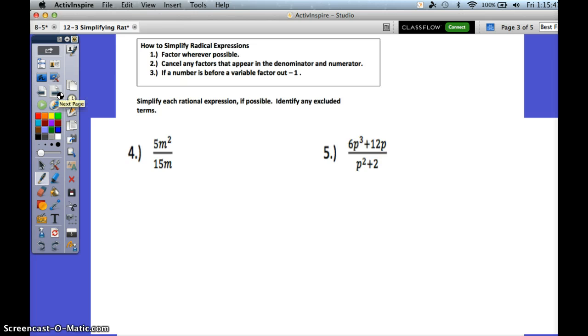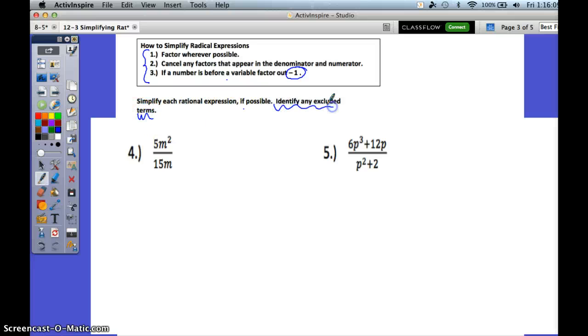So now we're going to simplify. We're going to do the same thing. First, we're going to factor wherever possible. Then cancel any factors that appear in the numerator and denominator. If a number is before a variable, factor out a negative 1. Simplify each rational expression. Identify any excluded terms.